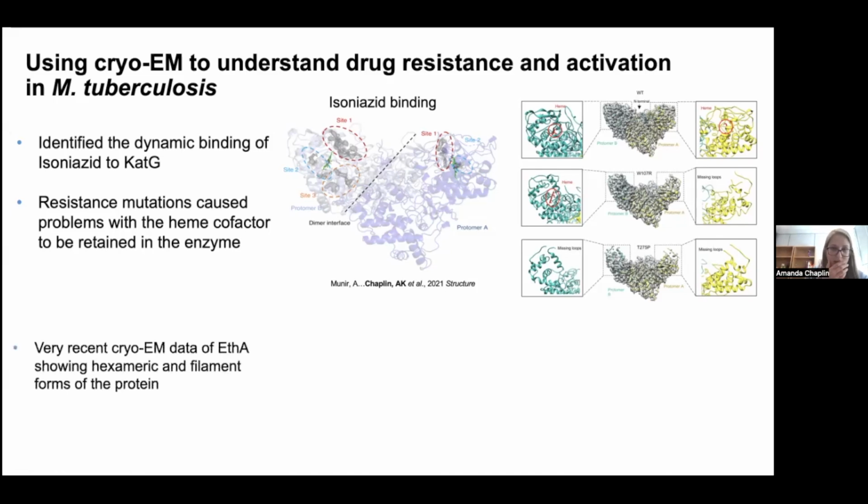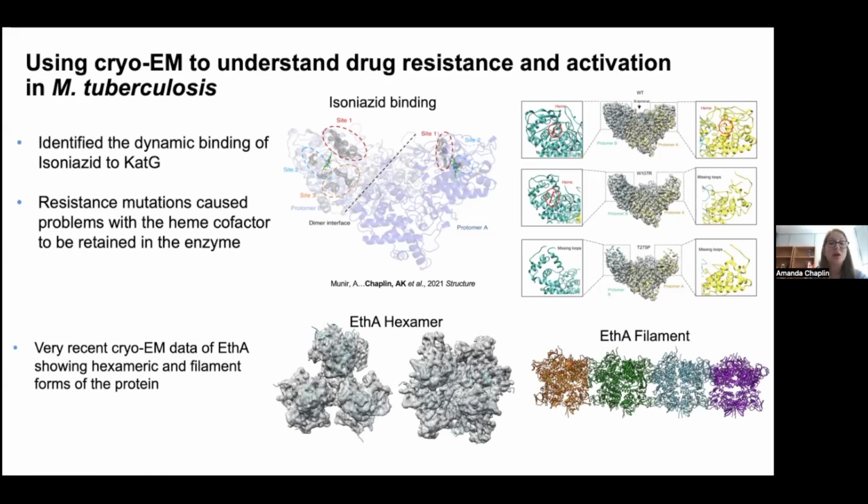And just very lastly, we have some very recent data on EthA. This is the enzyme which activates ethionamide. We have shown that, again, it forms higher order assemblies. We have noted that EthA can form two different types of hexamers, one that we say looks like a clover, one that looks like a donut, and it can also form a filament. Now, we don't know why it's forming these two different types of hexamers and whether one is an inactive or an active state.